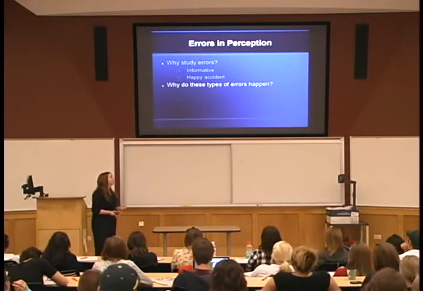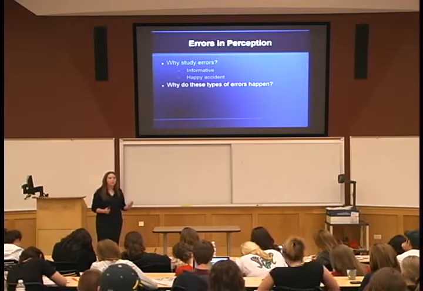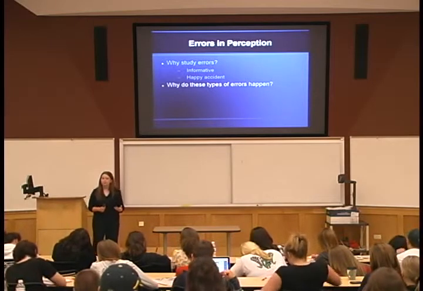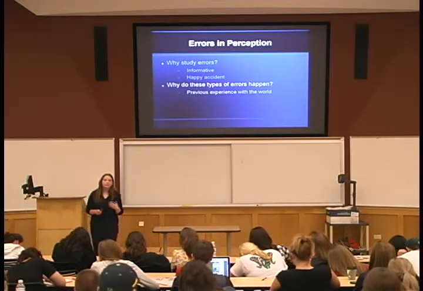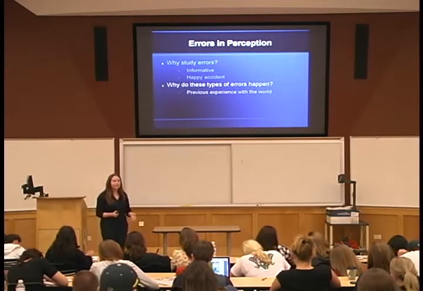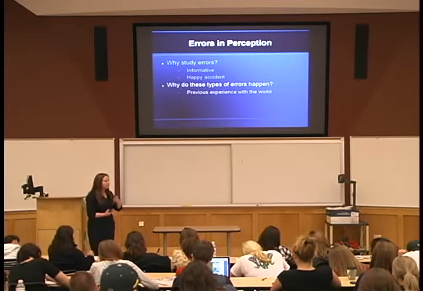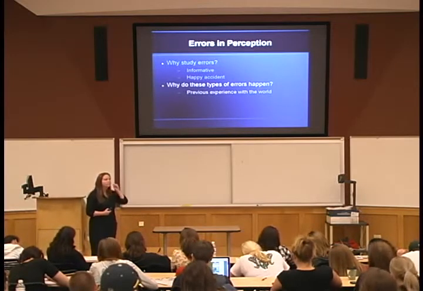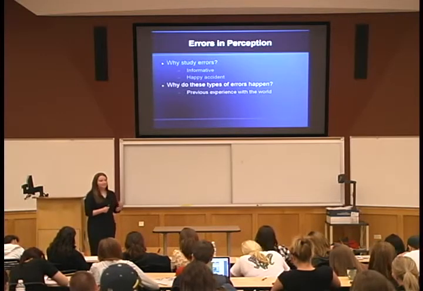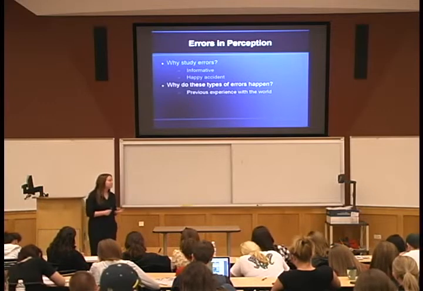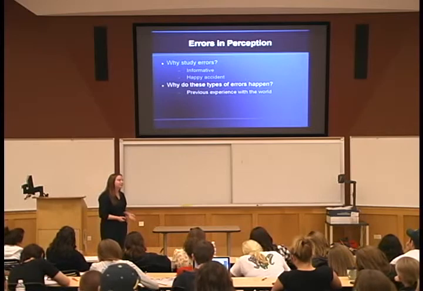Okay, so why do these errors happen? These errors happen because we live in a very regular world, and we learn to live in this very regular world. And so this previous experience with the world tends to lead us right in decisions. Shadows tend to be a good cue. Depth tends to be a good cue. Context is an excellent cue. But they can be led astray, like we've seen. But this experience is a good thing. It saves us time in the long run.